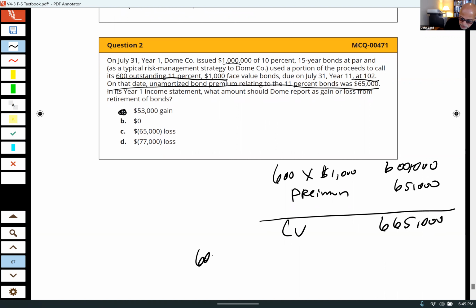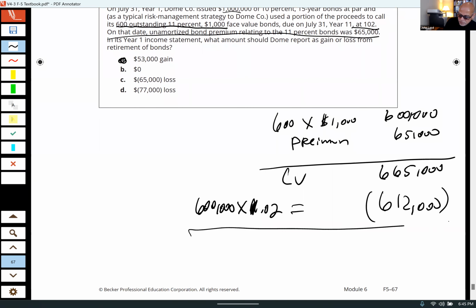And they tell us that they called these bonds at 102. So if you take that 600,000 times 1.02, you're having to pay 612,000 to retire bonds that have a carrying value of 665. That $53,000 is a gain, right?